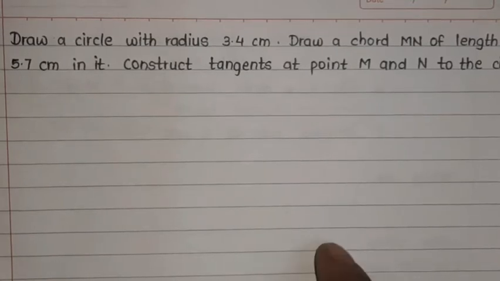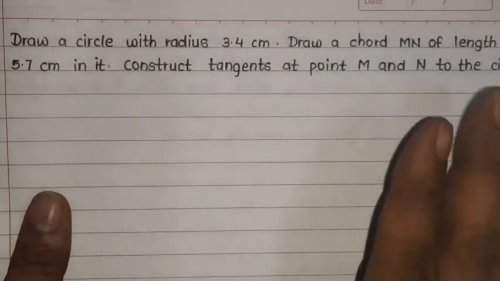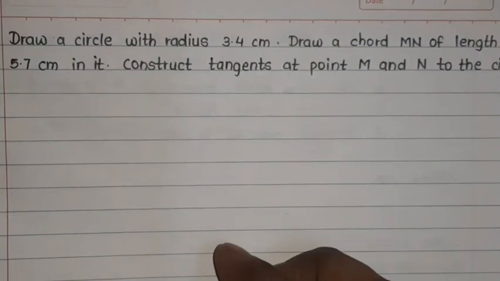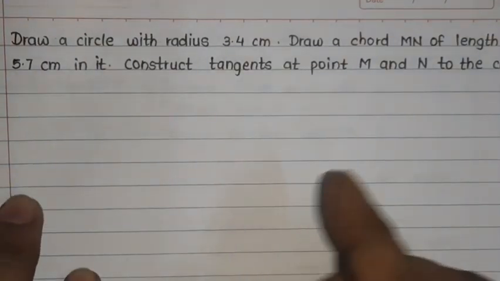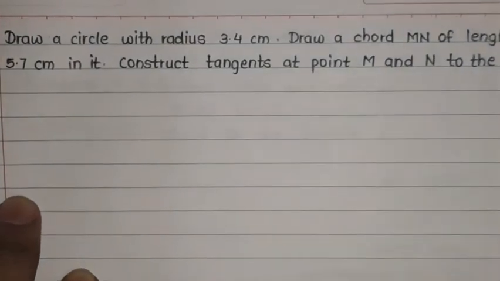Dear student, just now we completed one construction similar to this, but in the previous sum, the length of chord is equal to the diameter of the circle. But in this case, the length of chord is not equal to the diameter of a circle. Same procedure we have to do.